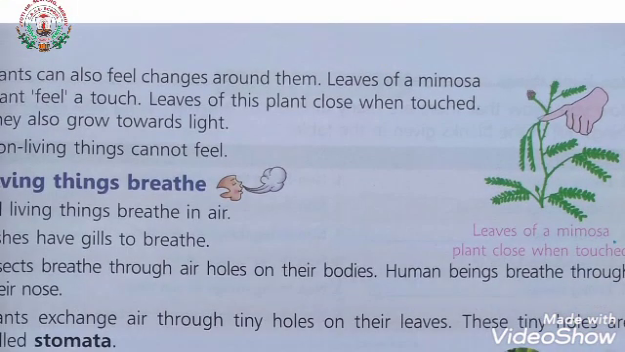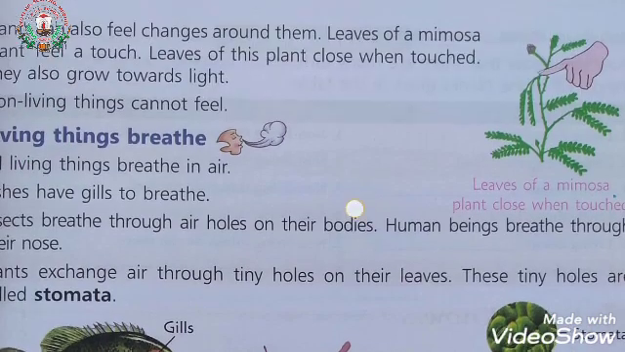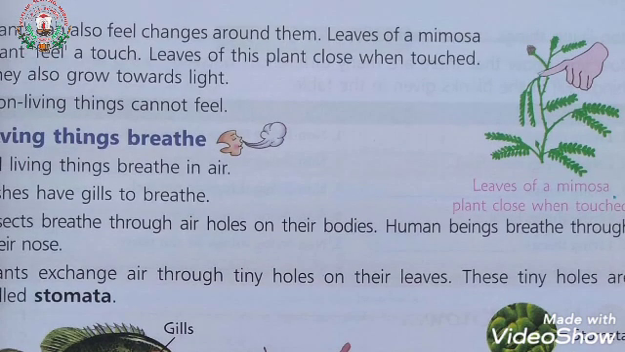Plants can also feel changes around them. Leaves of mimosa plants feel a touch. When you touch the leaves of the mimosa plant, it becomes closed. But non-living things cannot feel.